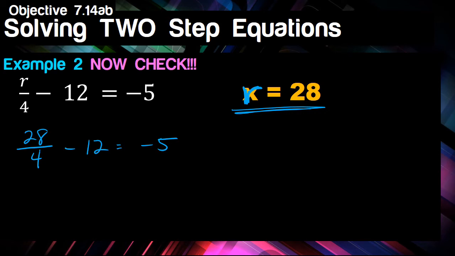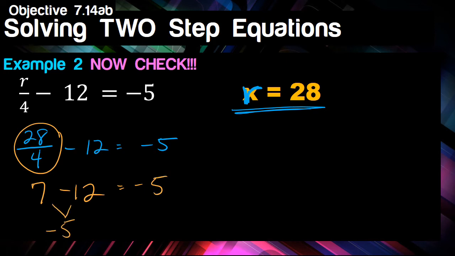And then we just do some order of operations. And so let's go ahead and do our division first. 28 divided by 4 is 7, minus 12 is equal to negative 5. And then we keep going. 7 minus 12 is negative 5. So negative 5 equals negative 5. That means we did our work correctly.